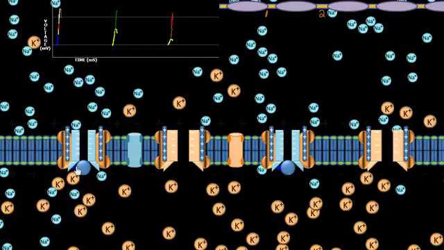So how do we get an action potential? We get an action potential because the sodium channel opens. So if the sodium channel is already open, and sodium can't go through it, then you cannot have an action potential occur again.